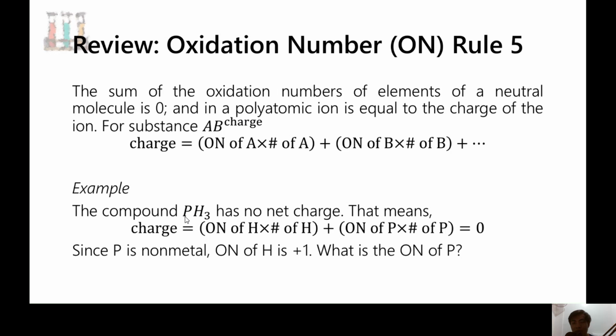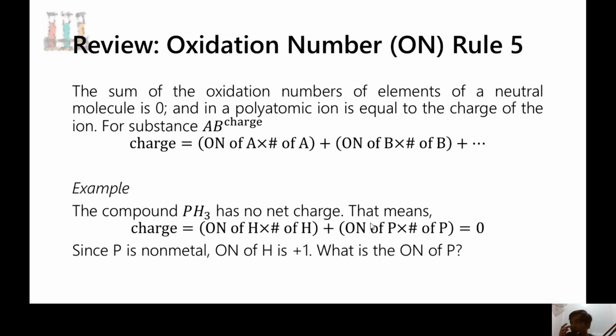So that means the sum of the oxidation number of phosphorus and the oxidation number of 3 hydrogens, pag pinag-add mo yan, is 0. Okay? So, kapag walang charge, 0 ang sum dapat ng oxidation number. So, that is the oxidation number of hydrogen times 3, tatlo kasi yung hydrogen, look at the formula, plus the oxidation number of phosphorus times the number of phosphorus atoms, which is 1. Kapag pinag-add mo daw yan, 0 yung katumbas.